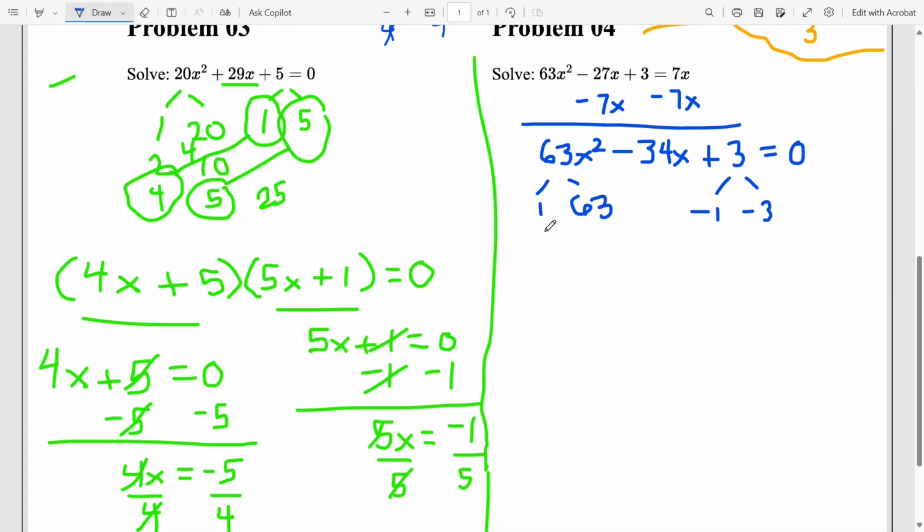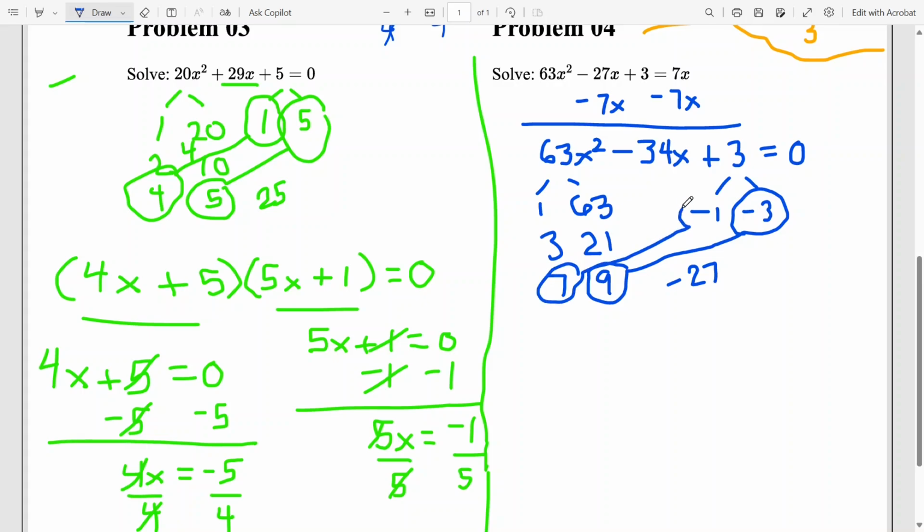2 doesn't go into it. 3 goes into it 21 times. Let's see, 7 and 9 go in. Okay. And we want to get -34. Now, if I do 9 times -3, that's -27. And 7 times -1 is another -7. That gives me my -34 here.